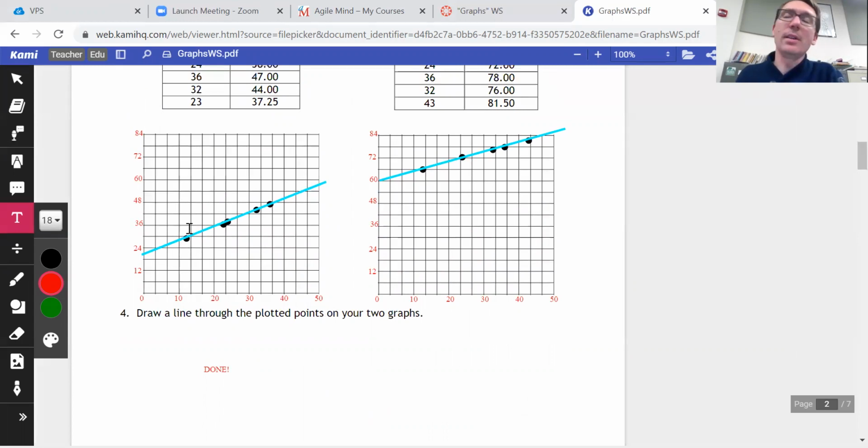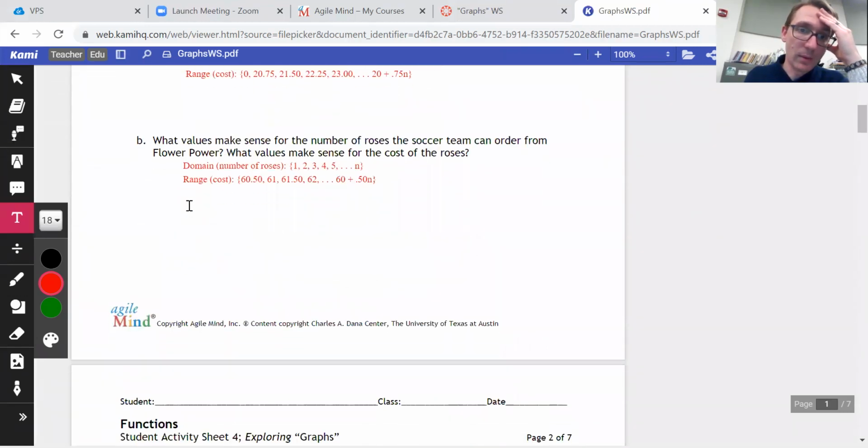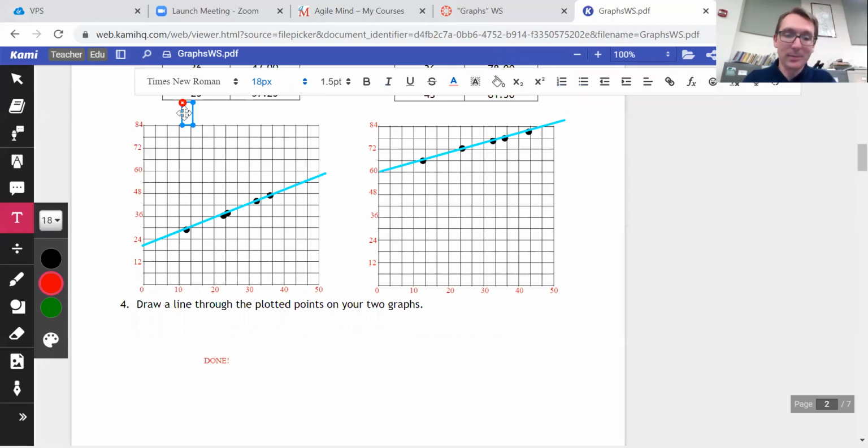Sorry, I'm saying all the wrong words. Here it was. Well, it's not written anywhere in this assignment, so we might as well write it down. $20 plus 75 cents per rose. This one was $60 plus 50 cents per rose.